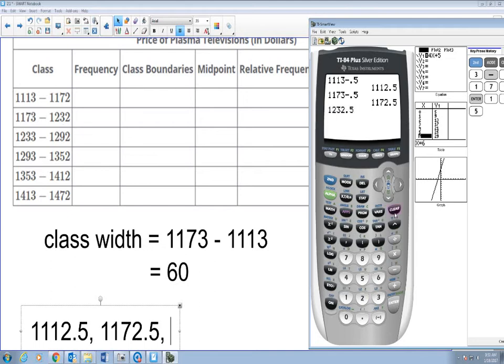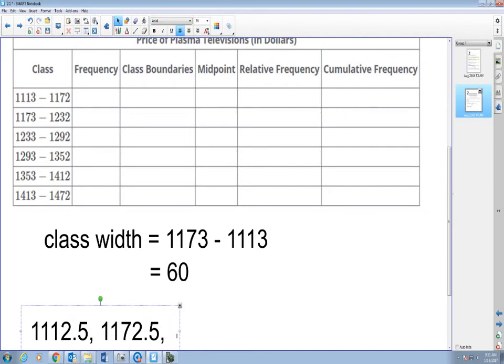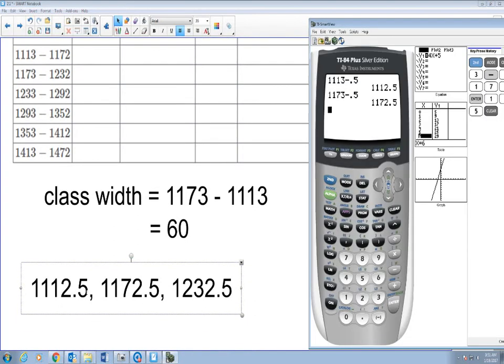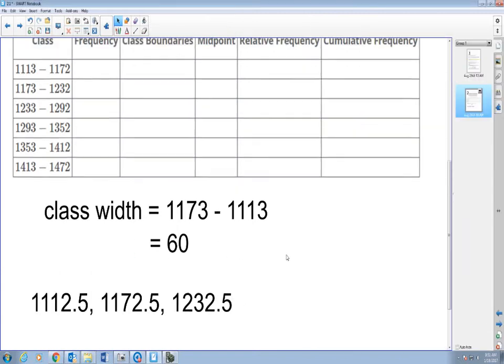1232.5. Oops, sorry, not right there. Right here. 1232.5. And if you take the lower class limit of the next class minus 0.5, it will be the same number as that. And what you notice here is, if I go from one boundary to the next boundary, 1172.5 minus 1112.5, it will give me my class width, 60.